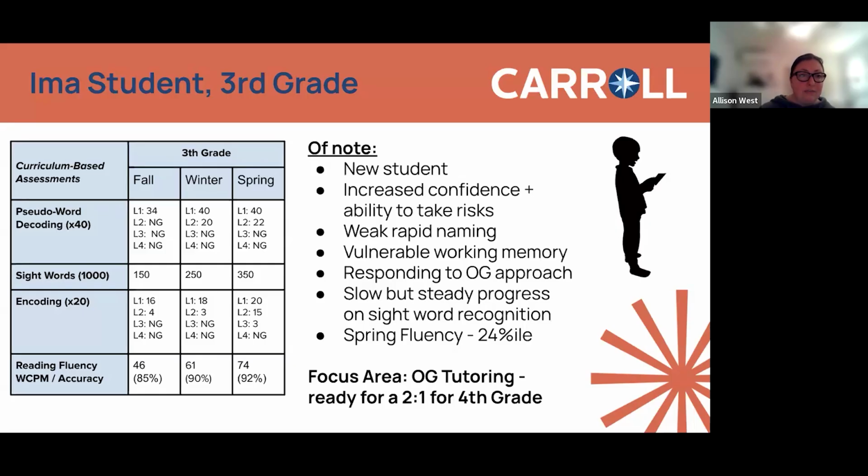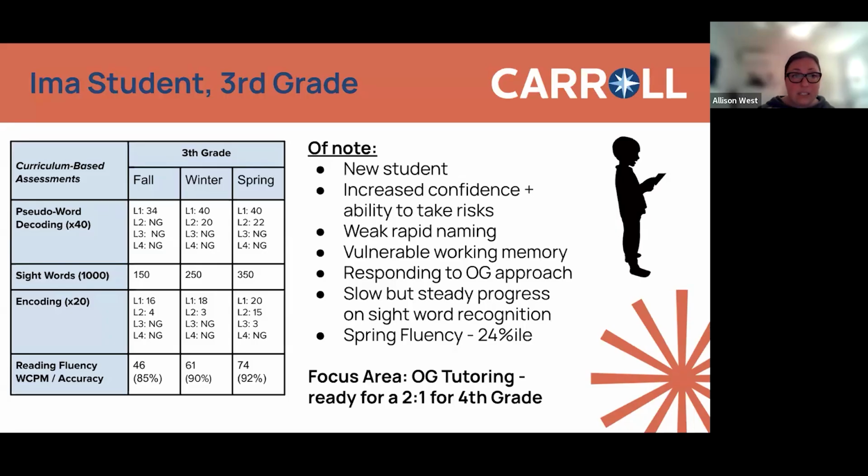You'll notice that in the fall, winter, and spring, you will see L1, L2, L3, L4. Those correspond to, we reference the 4 levels of OG. We also have sight words noted here. Sight words refer to the Fry word bundles, and we are aiming to have students show automatic word recognition of the first 1,000. Encoding is spelling, and students can earn up to 20 points per level. And then we also are taking a look at reading fluency.